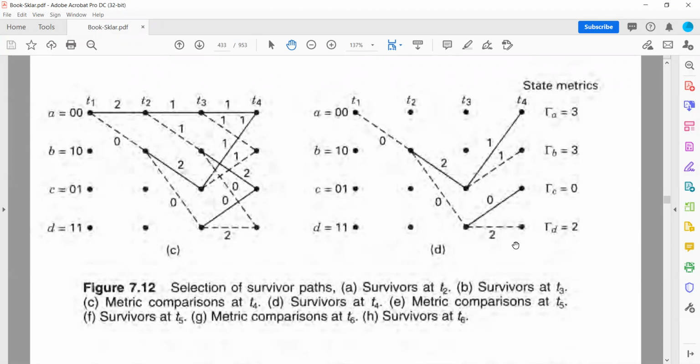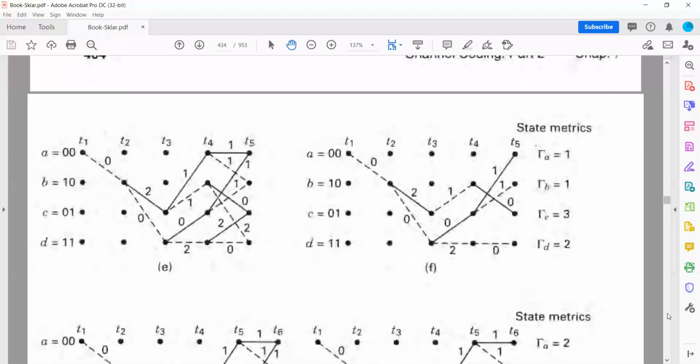And similarly, it is for the second. So the point that I'm trying to mention is that the Viterbi algorithm says one of the paths will not survive. The other path will be the surviving path. Who is the surviving path? The one with the lesser state metric. All right. So let's look at further diagrams.